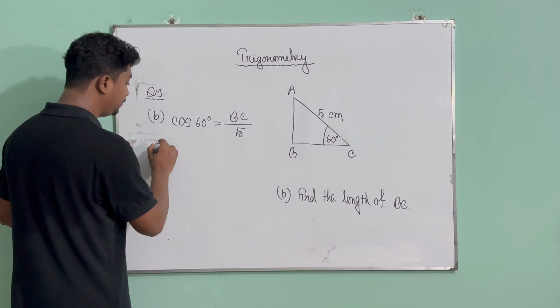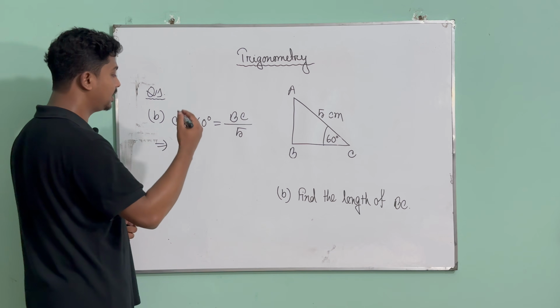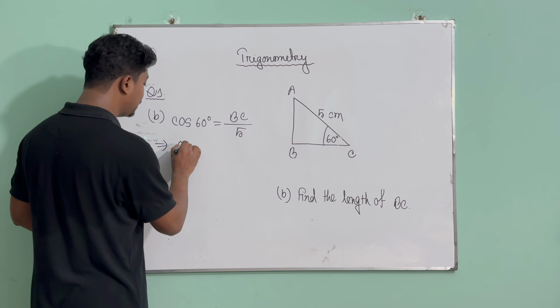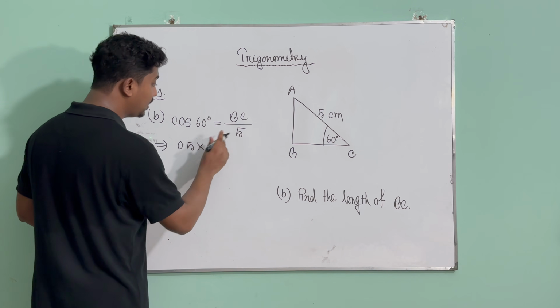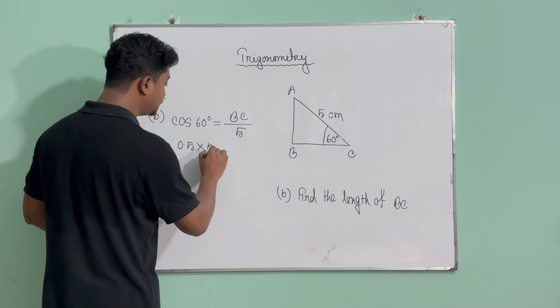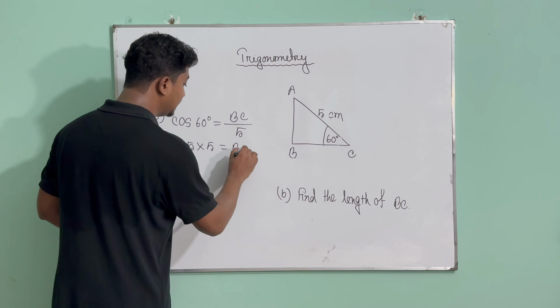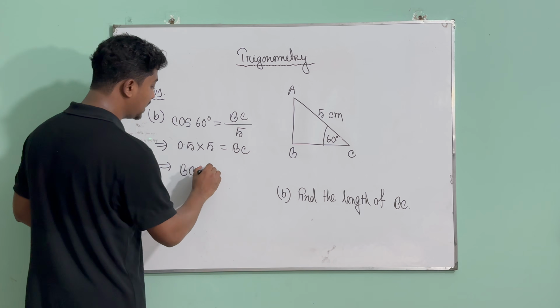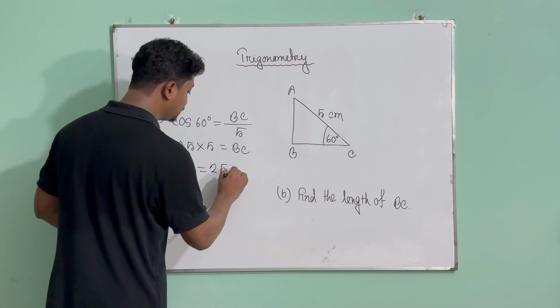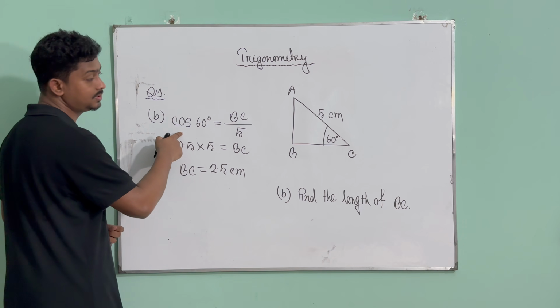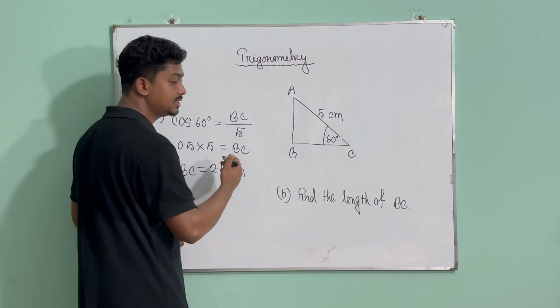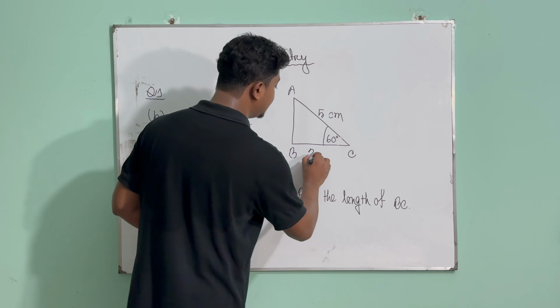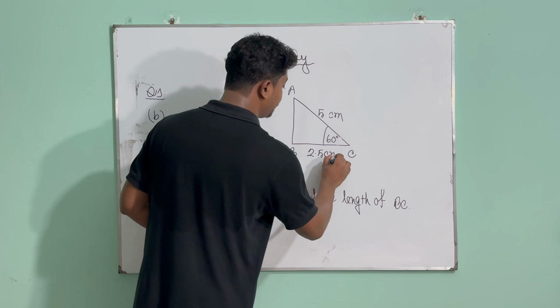Again, if you put cos 60 in your calculator, you're going to get the value 0.5, and then you get your 5 to the other side, where it will be multiplied. So you have BC. Let's switch the sides. BC equals, multiplying them, 2.5 centimeters. So just like using the cos function, we can calculate the adjacent pretty easily. So now BC is 2.5 centimeters.